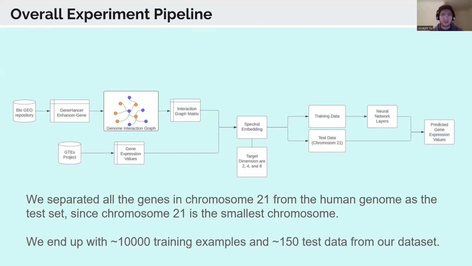So we created a genome interaction graph for the entire genome from the GeneHancer dataset and from the GTEx dataset, and we end up with around 10,000 graphs for training data across all chromosomes combined, and around 150 test data from genes in chromosome 21, which we separated from the 22 autosomes, chromosomes 1 to 22. We selected chromosome 21 because it is the smallest human chromosome of the genome. That way, it's easier for us to set aside a test dataset, and also it's easier for us to retain the most training data with our current design.